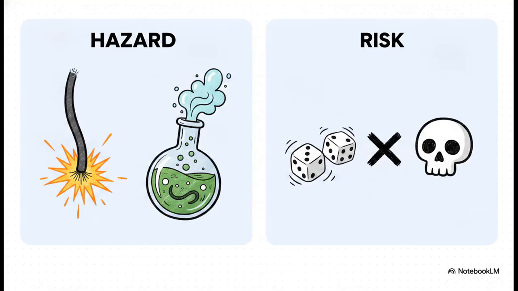Now, to really grasp this, we've got to separate two words that we all use interchangeably all the time: hazard and risk. A hazard is just something with the potential to cause harm. A live electrical wire, a toxic chemical, a massive moving forklift. That's the hazard. But the risk, that's the mathematical combination of the likelihood of that hazardous event occurring and the worst potential consequence of that event. Think of it this way. The hazard is the what, and the risk is the how likely and how bad.